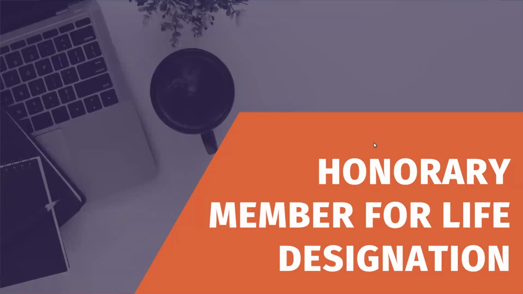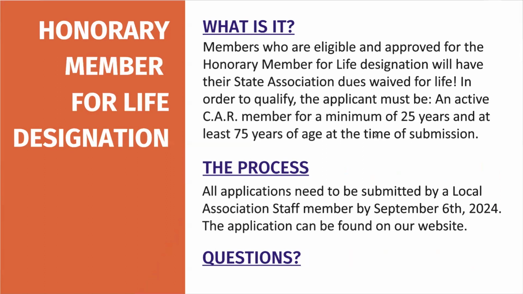My name is Mariah Powers, and I am the Membership Data Coordinator here at C.A.R. And I just had a few things to go over with you all. So first off, I want to talk about the Honorary Member for Life designation. I'm sure most of you are familiar with it, but I just want to go over it again. Members who are eligible and approved for the Honorary Member for Life designation will have their state association dues waived for life. In order to qualify, the applicant must be an active C.A.R. member for a minimum of 25 years and at least 75 years old.